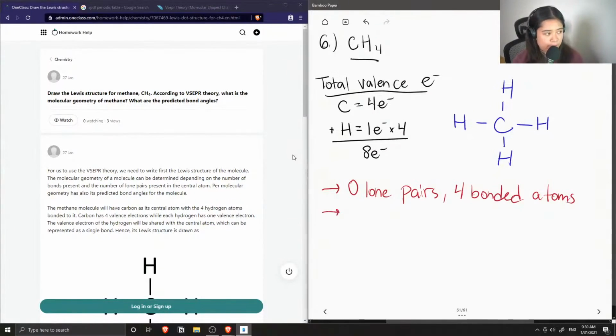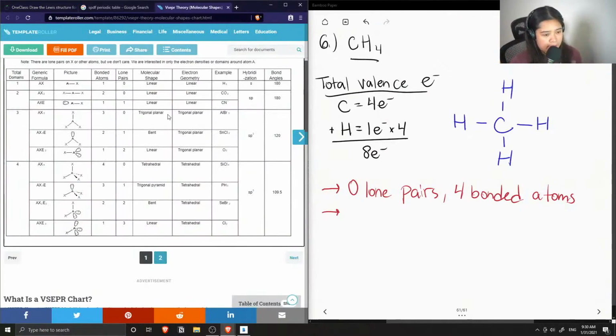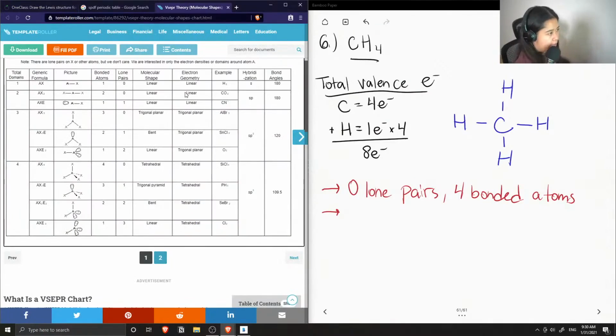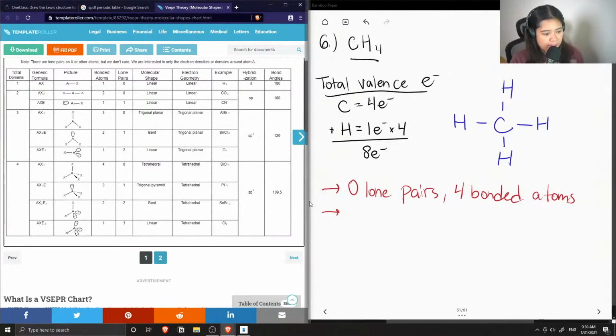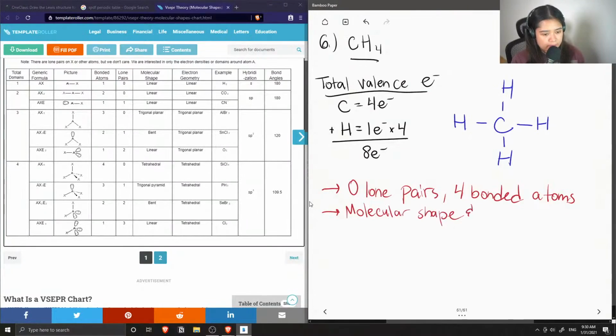So if we use a VSEPR theory table, like this one, we can find out a lot of things about it, like its molecular shape and its electron geometry. So when we have 4 bonded atoms and 0 lone pairs, we have a tetrahedral molecular shape and electron geometry. So I'm just going to write molecular shape and electron geometry is both tetrahedral.